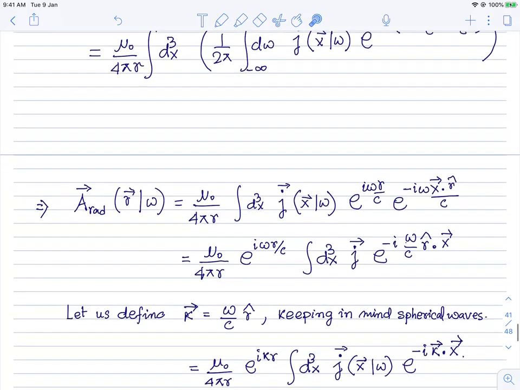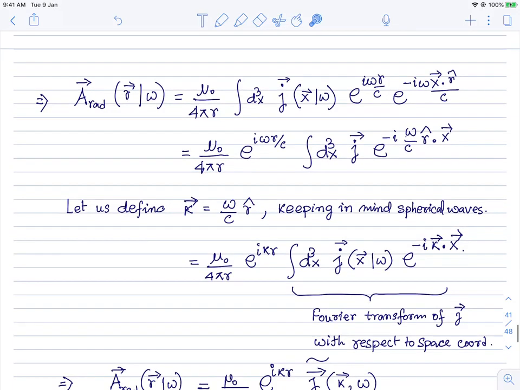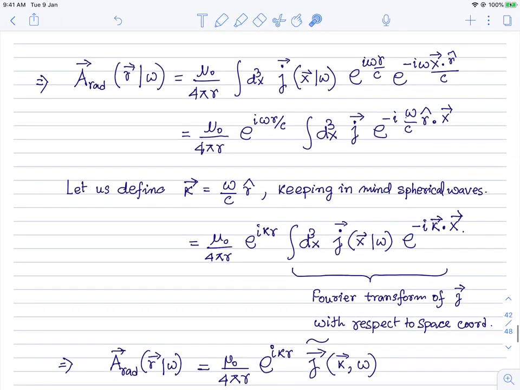Then you can pull the e to the power i omega r outside. Denote k equal to omega by c, pointing along the r hat direction, and then we can write this part as e to the power minus i k dot x. So this is now the Fourier transform, and the x integral remains. It is a Fourier transform only with respect to time.